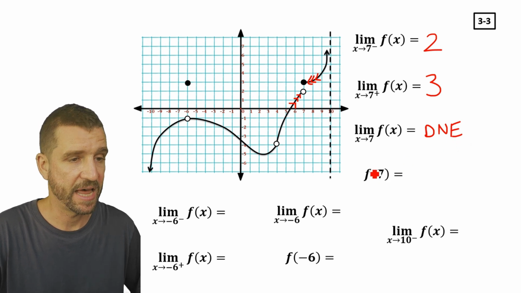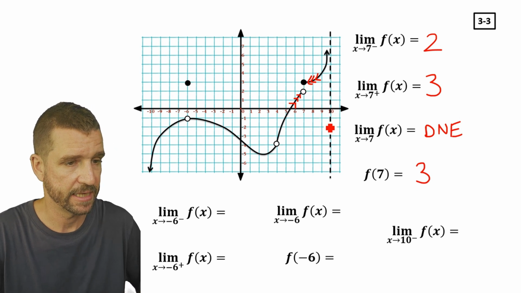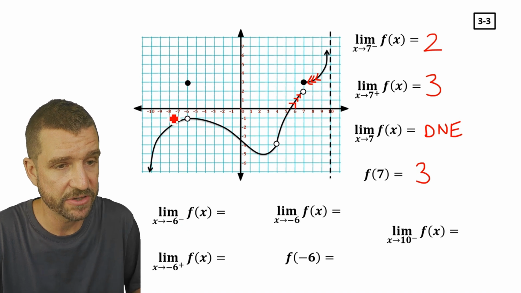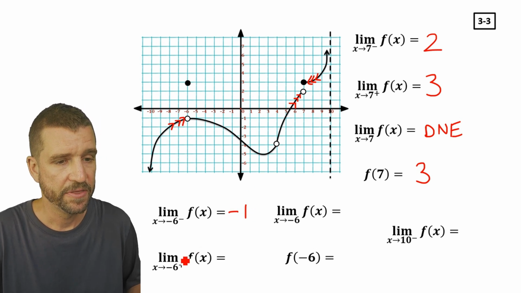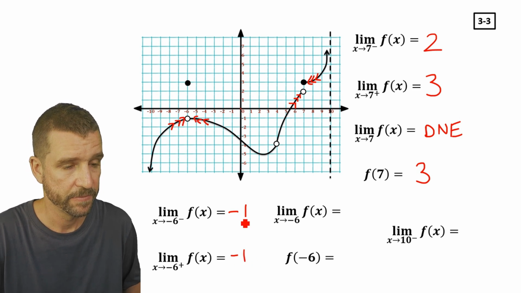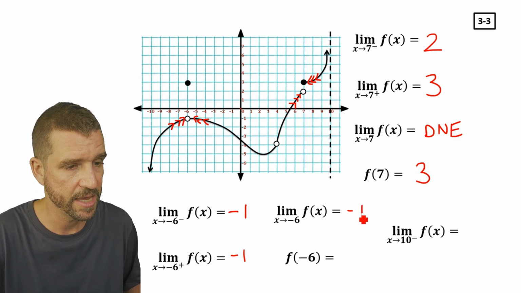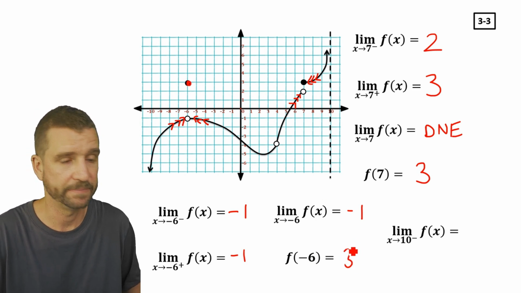f of 7 means the y value at 7, which equals 3, because that's the solid circle. The limit as x approaches negative 6 from the left: as we approach negative 6 from the left, we are approaching negative 1. The limit as x approaches negative 6 from the right is also negative 1. And that means the limit as x approaches negative 6 of f of x equals negative 1. But f of negative 6 equals 3, because that's where this solid circle is.